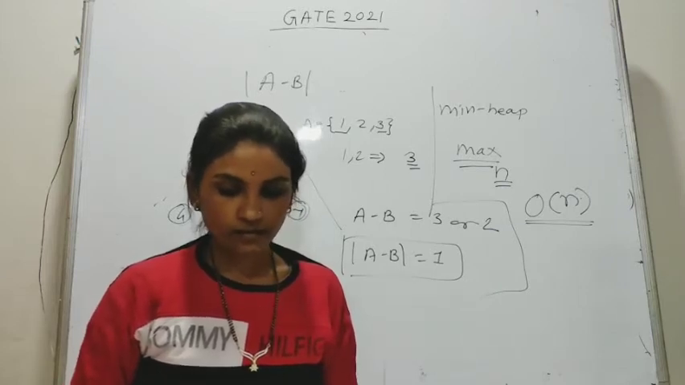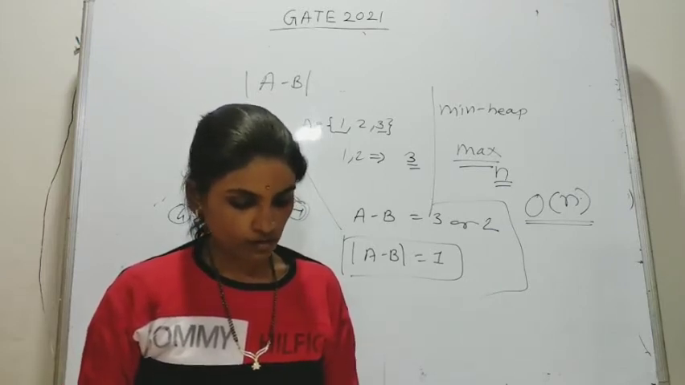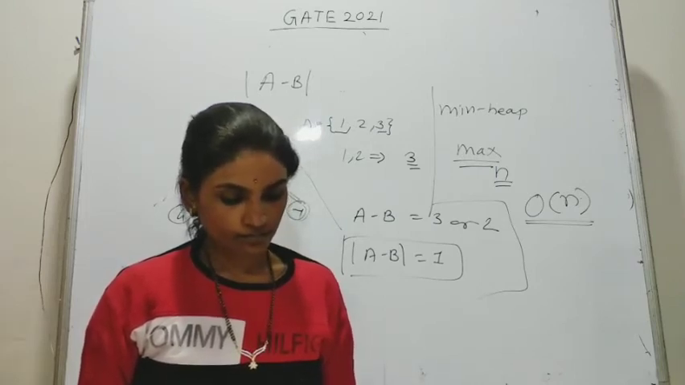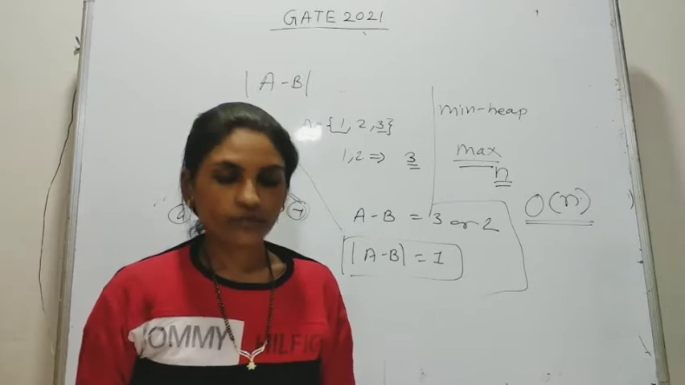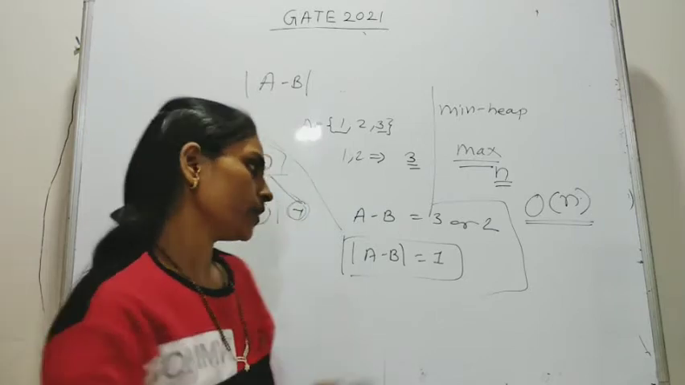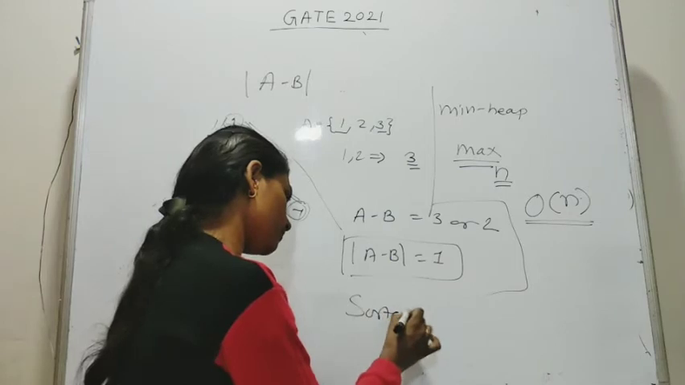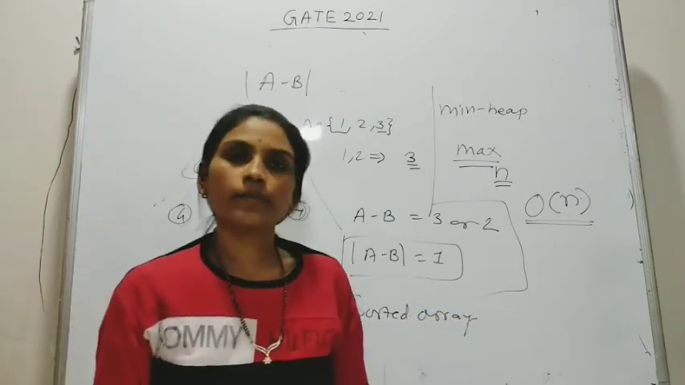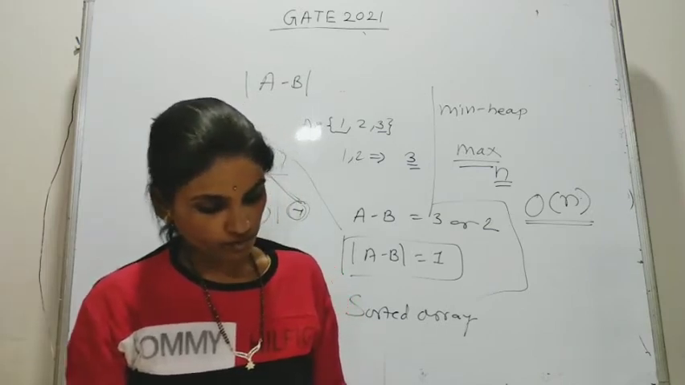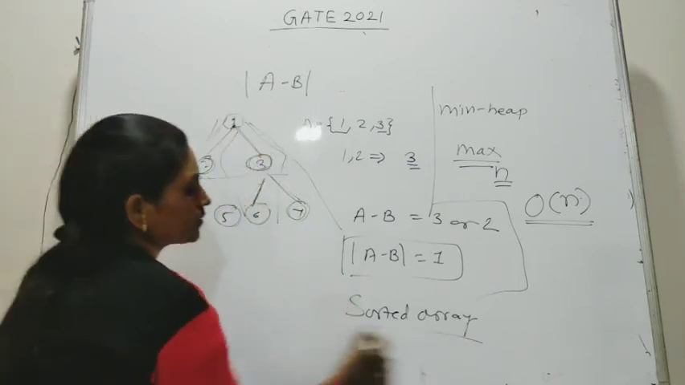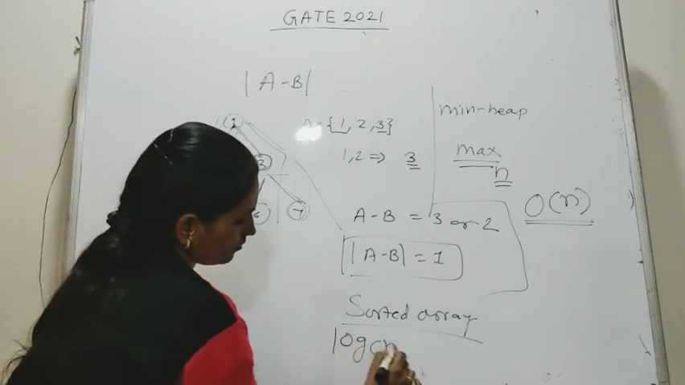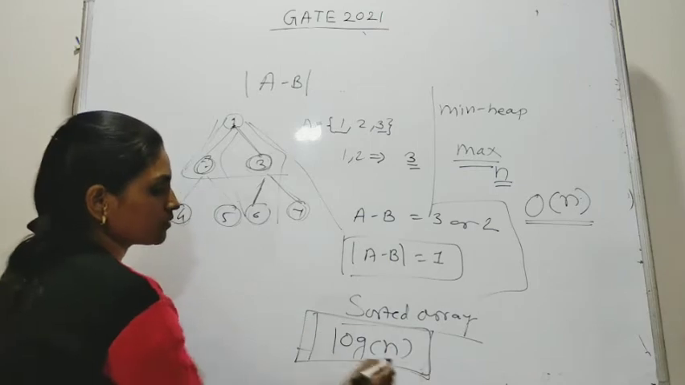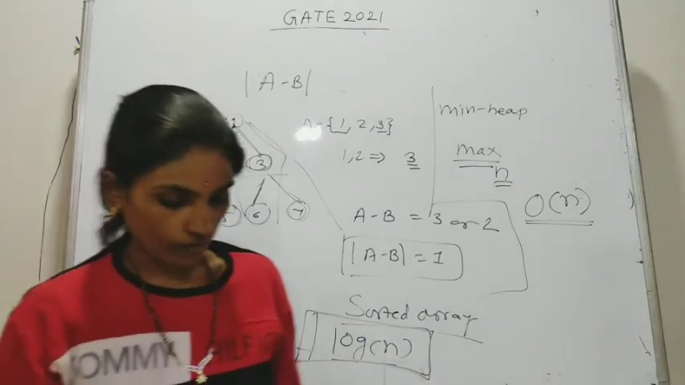So let's see another question that was asked. When binary search is applied on a sorted array, what is the worst case complexity for the arithmetic operations to be performed? The complexity is log n. For binary search, it is log of n.